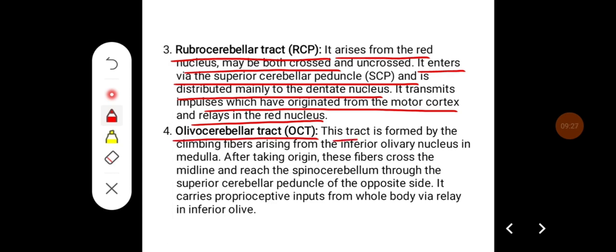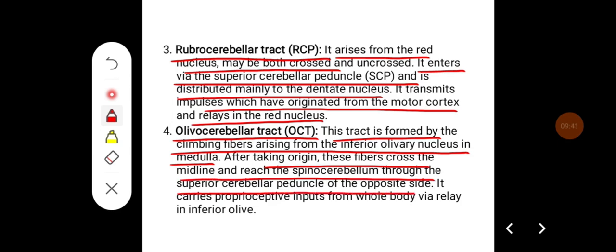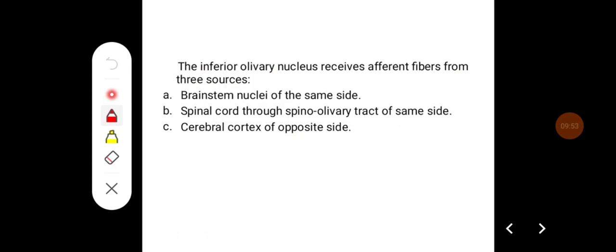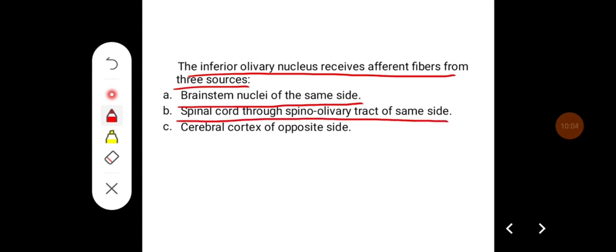Olivocerebellar tracts. This tract is formed by the climbing fibers arising from the inferior olivary nucleus in the medulla. After taking origin, these fibers cross the midline and reach the spinocerebellum through the superior cerebellar peduncle of the opposite side. It carries proprioceptive inputs from the whole body via relay in the inferior olive. The inferior olivary nucleus receives afferents from three sources, that is brainstem nuclei of the same side, spinal cord through the spino-olivary tract, same side, and cerebral cortex of the opposite side.